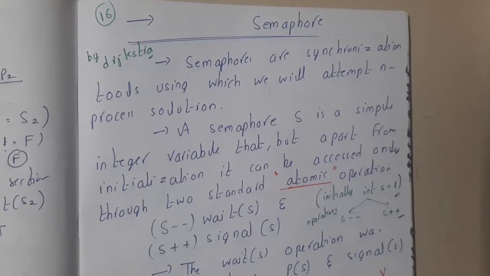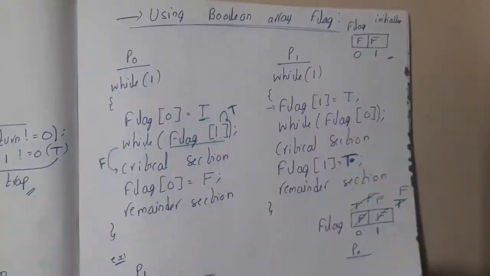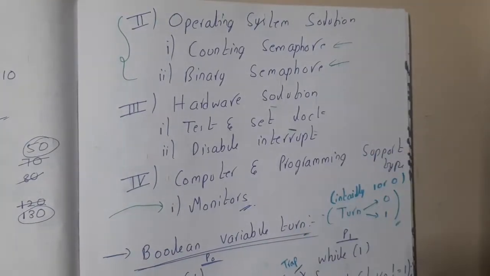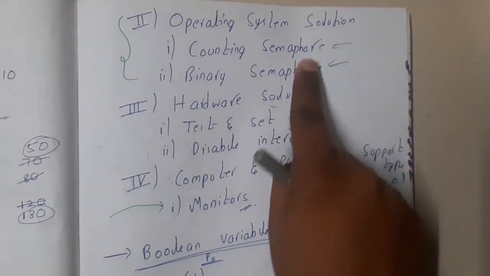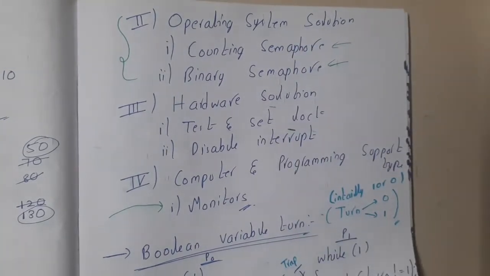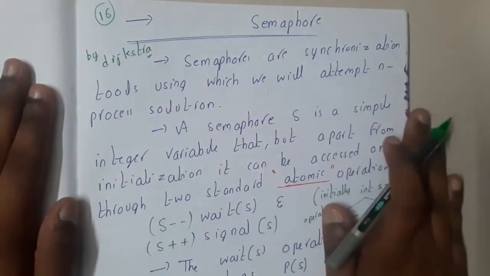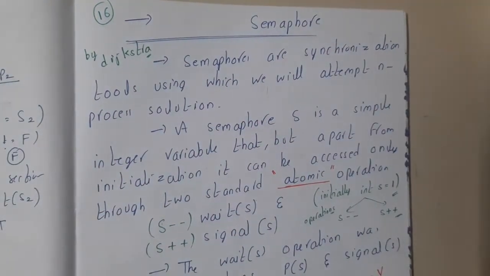In this lecture, let us go through the next topic, semaphores. In the last lecture, we discussed the two process solution, right? Now let us discuss the solution with respect to semaphores. This topic is really easy, the only thing is you should concentrate and you should practice.